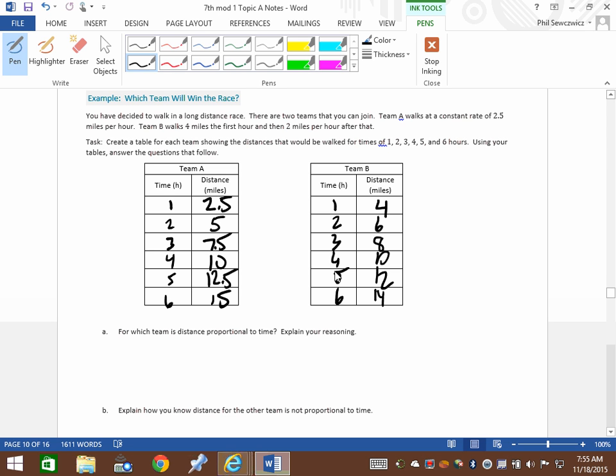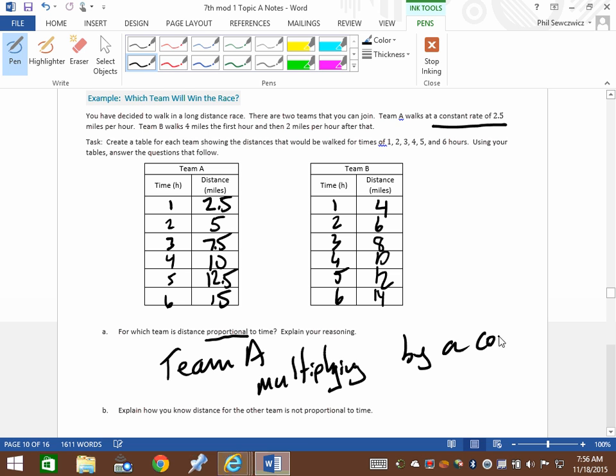So what we're looking at here is for which team is the distance proportional to time. All right. Well, again, if we want things to be proportional, we need what's that word? Yeah, we need a constant here. So if we look at Team A, the hint is that it's at a constant rate of 2.5. If we notice, we are multiplying by 2.5 every single time to get from time to distance. So Team A is definitely proportional, all right, because we are multiplying by a constant.